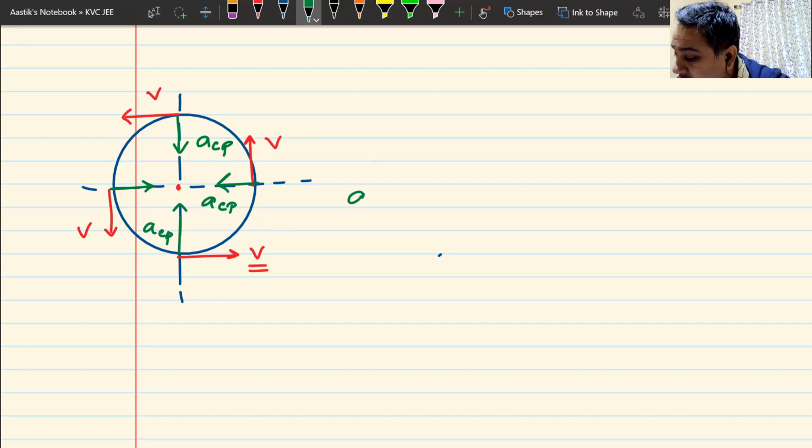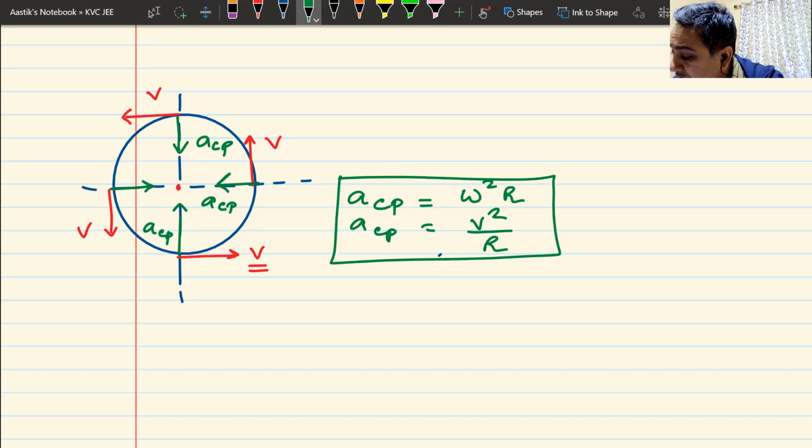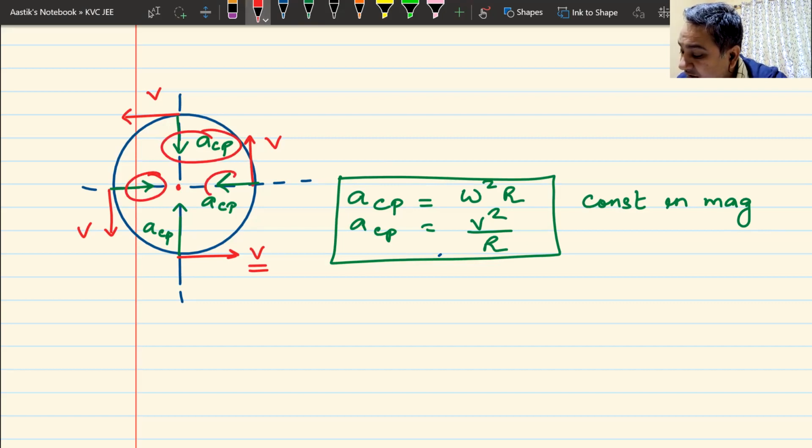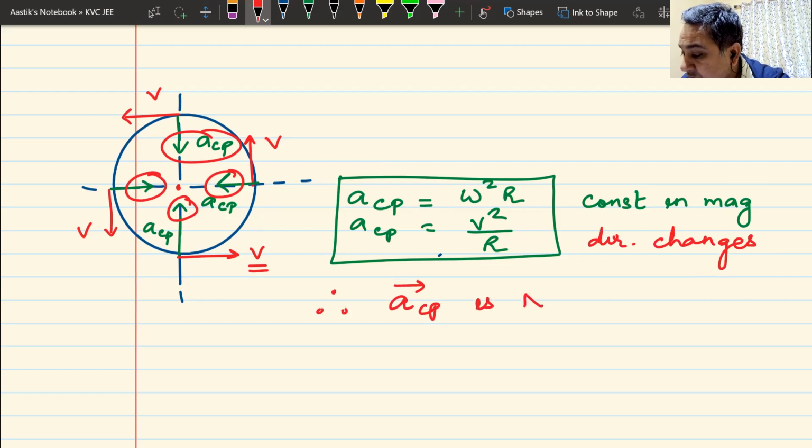Now, the magnitude of this centripetal acceleration is equal to omega squared multiplied by r, where omega is the angular velocity and r is the radius of the circle. Or I can write it as v squared by r, where v is the speed of the particle. Now the centripetal acceleration is constant, but only in magnitude. The magnitude remains the same, but the direction continuously changes. And hence, since it is a vector and its direction changes, centripetal acceleration is non-uniform acceleration.